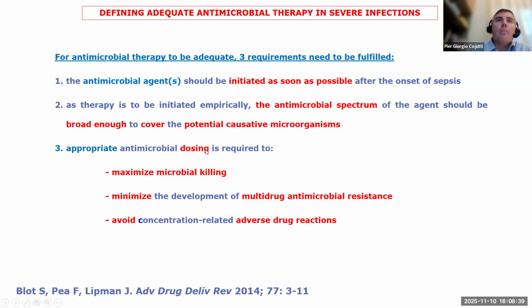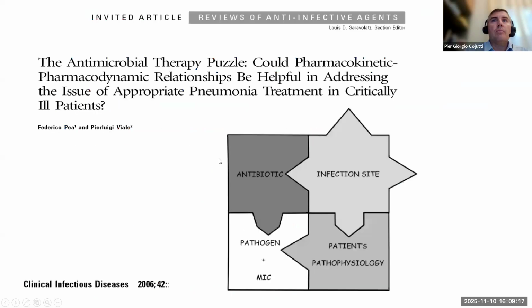And in terms of optimizing the dose, we should have in mind to aim at these 3 points. The first is, of course, maximizing antimicrobial killing. The second is to minimize the development of multi-drug resistance, especially in Europe, in the southern part of Europe. This is an important topic, and so the use of antimicrobials should target this aim. And the third is to avoid concentration-related adverse drug reactions, if possible.